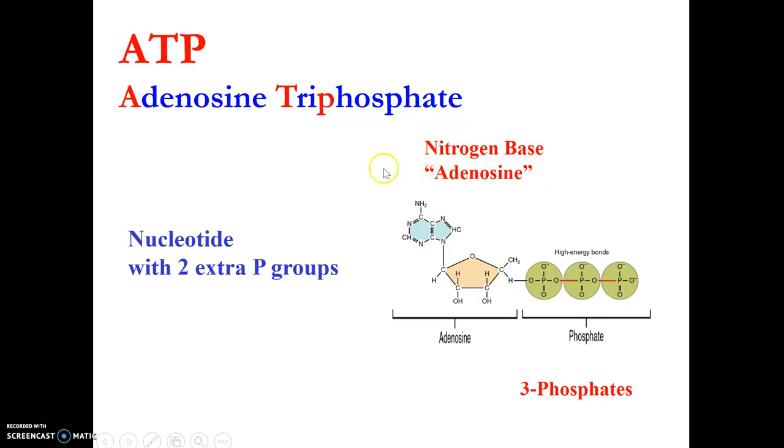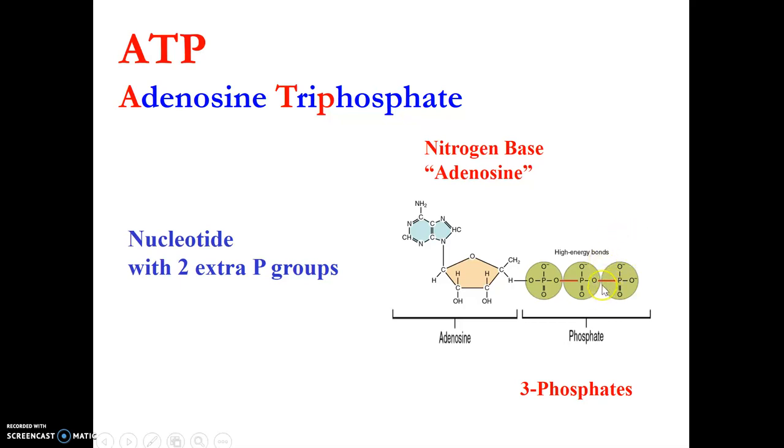So this molecule, adenosine triphosphate, is really just a nucleotide. It's got this ribose sugar right here with an adenosine nitrogen base attached to the top of it. And when you learned about nucleotides, you learned that nucleotides have a sugar, a phosphate group, and a nitrogen base. Well, the difference between adenosine triphosphate and another nucleotide is it actually has two extra phosphates attached right here for a total of 3, and that's where the name triphosphate comes from.